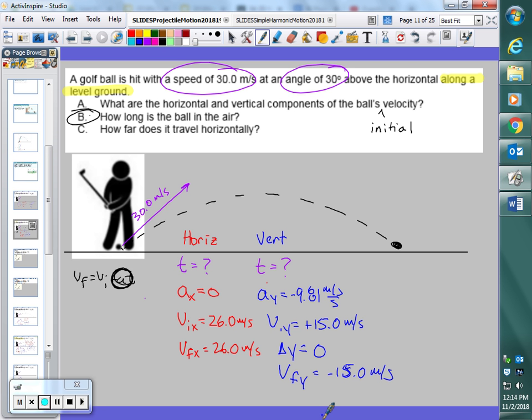All right. Now, we have multiple options about how we can solve for time using our vertical numbers. Pick one of them and solve for the time. Go.